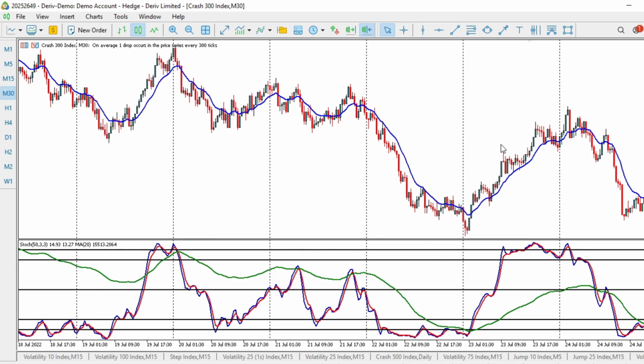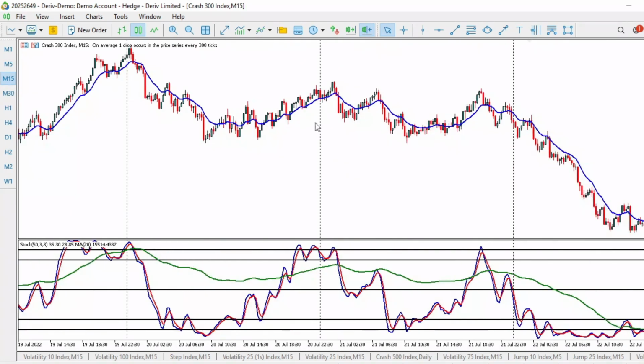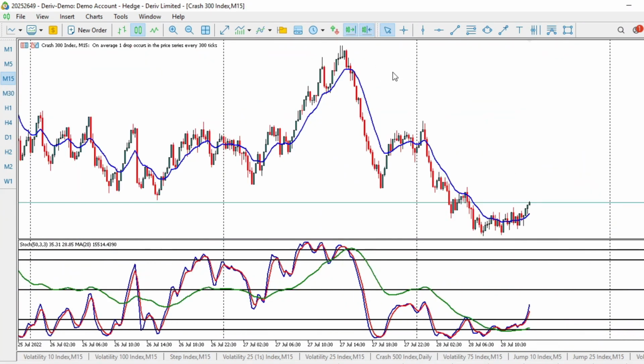I believe it can help. Something else you need to know about spiking indices, the Boom and Crash and Range Break, is that for them you cannot place pending orders. You have to take orders manually, so you have to be careful when you're trading.